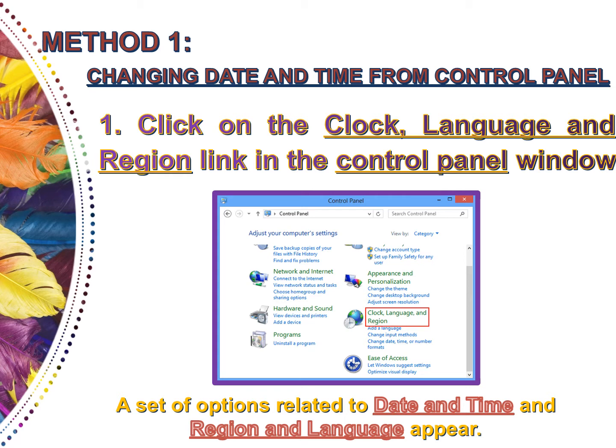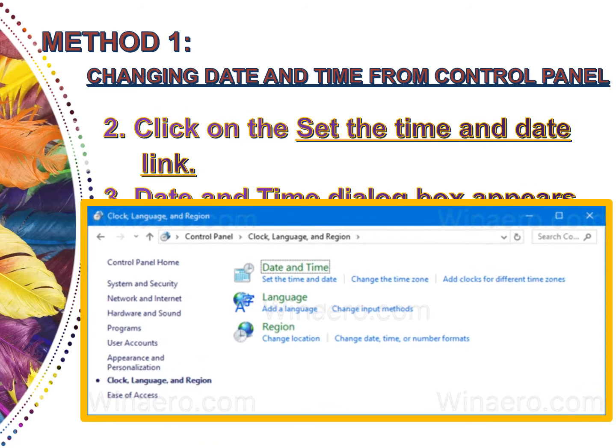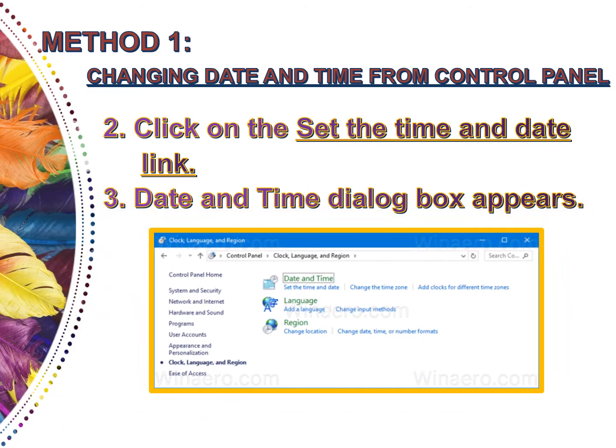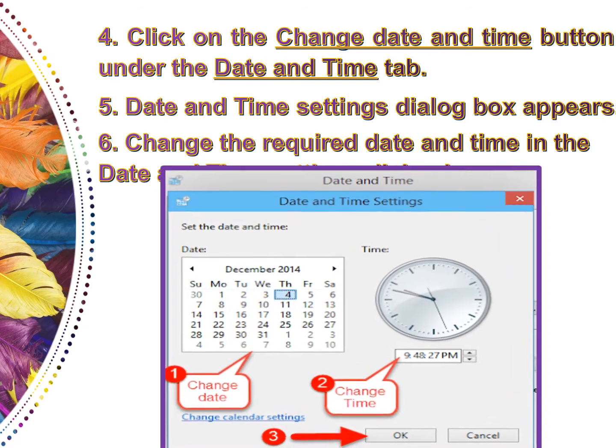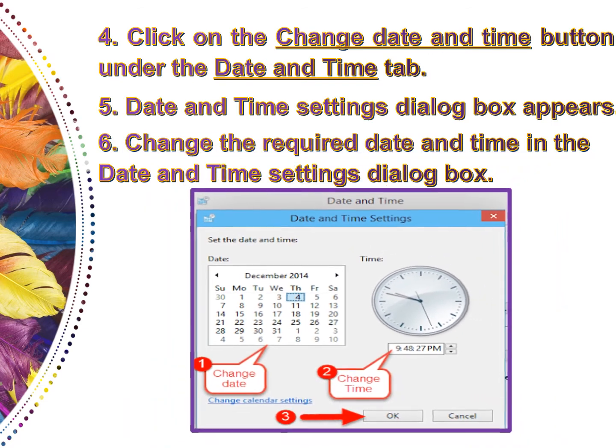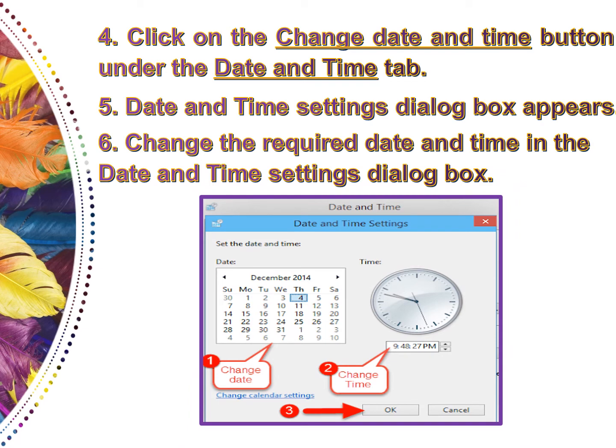Again in the control panel window, now click on the clock, language and region link. A set of options related to the date and time and region and language will open. Now click on the set the time and date link. The date and time dialog box will appear. Now click on the change date and time button under the date and time tab. The date and time settings dialog box will appear. Inside the date and time settings dialog box, change the required date and time.